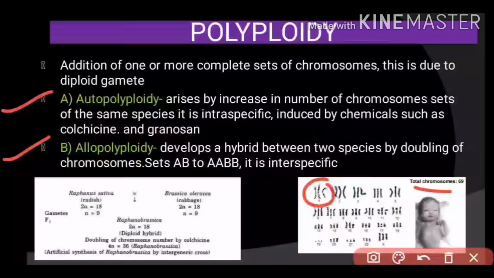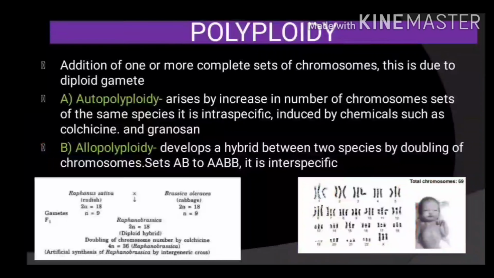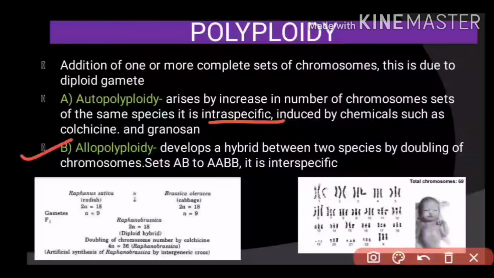In the first position you can see there are 3 chromosomes, and as I told you, the complete set of chromosomes gets changed, but they are of the same species. So autopolyploidy is intraspecific. If you talk about allopolyploidy, here also there are more than 2 sets of chromosomes, but they are of 2 different species. For example Raphanobrassica, which is formed when we fertilize Raphanus sativa and Brassica oleracea. Raphanus sativa is a radish and Brassica oleracea is a cabbage.